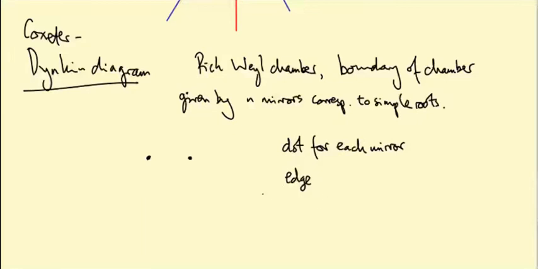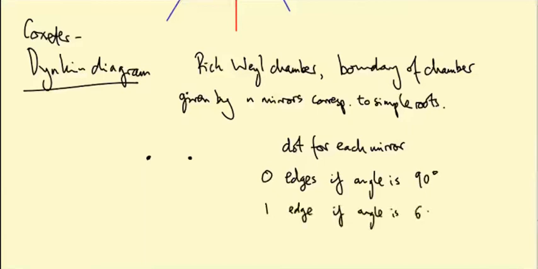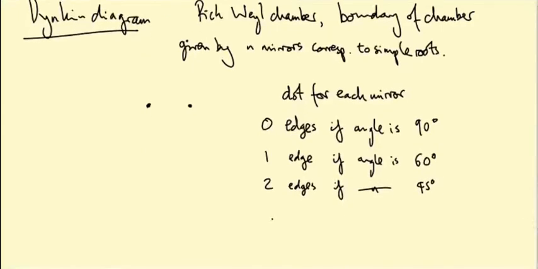and you connect them with zero edges if the angle between the mirrors, the dihedral angle, is 90 degrees. You connect them with one edge if the angle is 60 degrees. Two edges if the angle is 45 degrees. And three edges if the angle is 30 degrees. So the more edges, the smaller the dihedral angle.